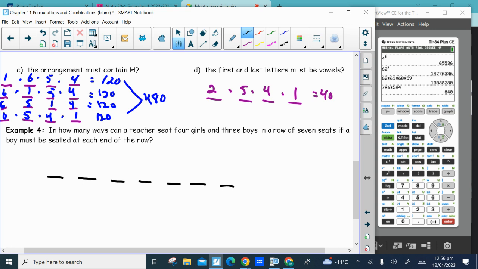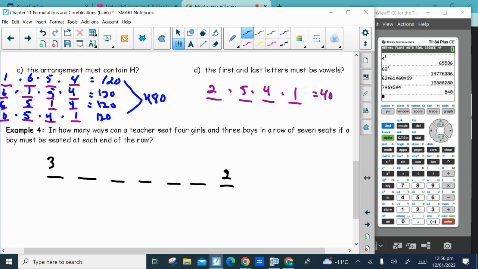There are 4 girls and 3 boys, which means you'd have 3 choices for the first position and then 2 choices for the last. It says that a boy must be seated at the end of each row. There's 3 boys to begin with, so you'd have 3 choices for the first position and 2 for the last. Now, if you switch those 2 numbers around, it doesn't change it. Right? When you multiply numbers together, order doesn't matter. So you could put the 2 in the first position and the 3 in the last.